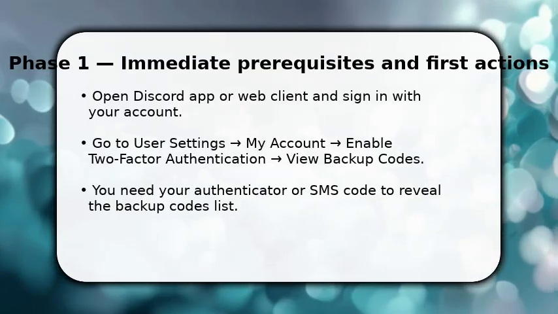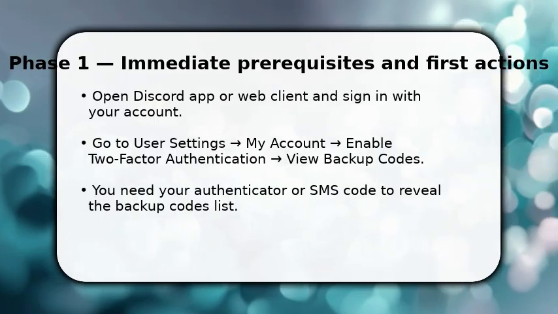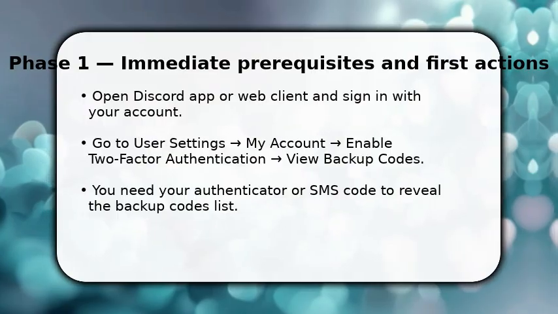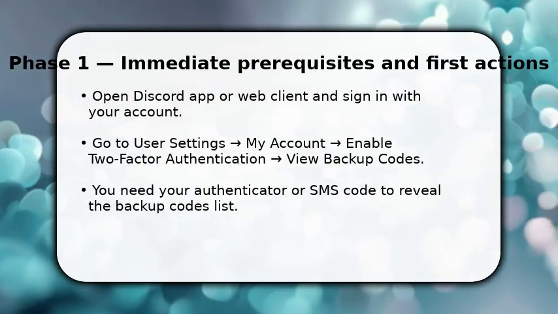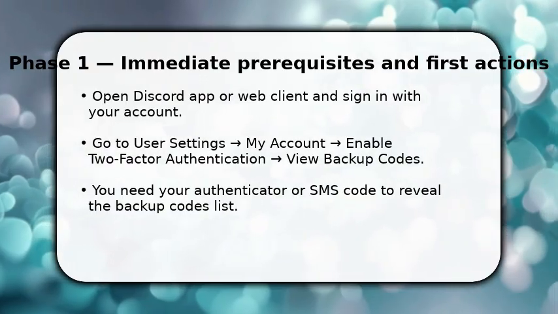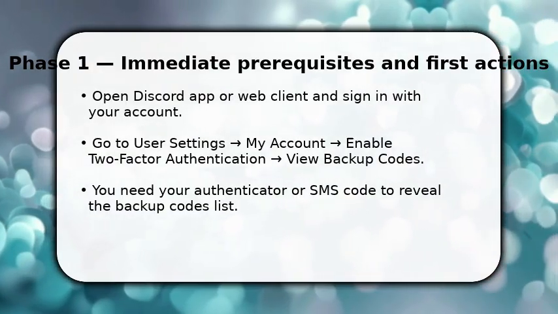You start now, open Discord on desktop or web and sign in. Once signed in, go straight to user settings, then my account, then two-factor authentication. If 2FA is already active, choose view backup codes. If not, enable 2FA first and follow the prompts.